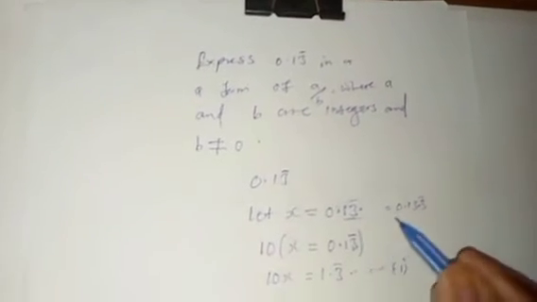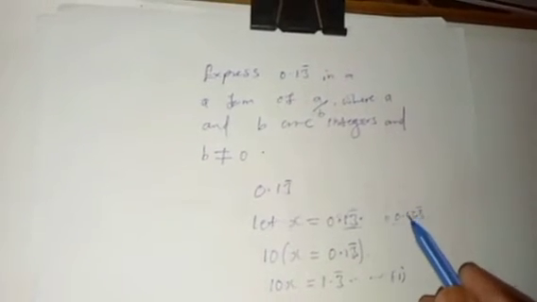So what are we supposed to do? We can multiply this now by 100, so that the point can move twice. I'll have 100x equal to 13.3 bar. This becomes my second equation.